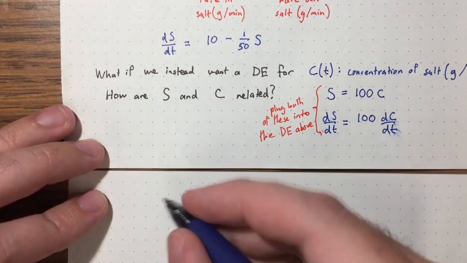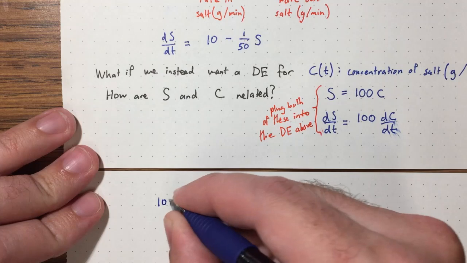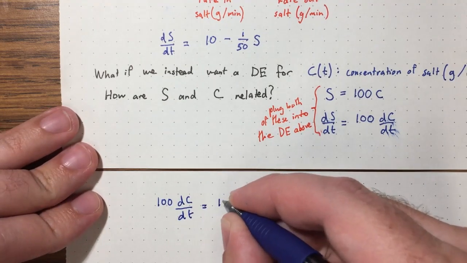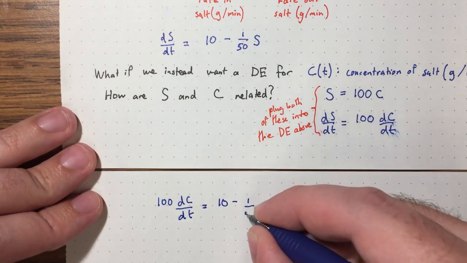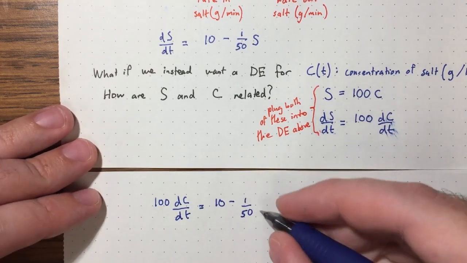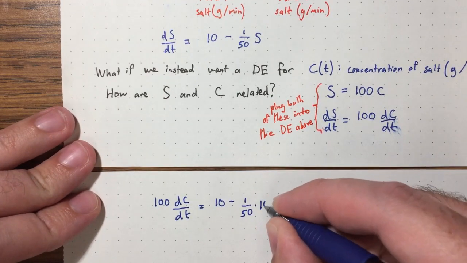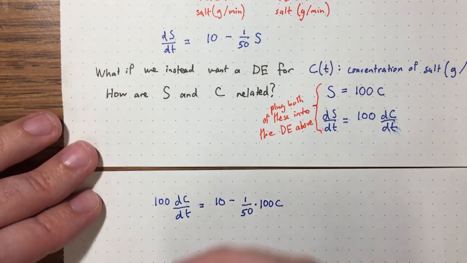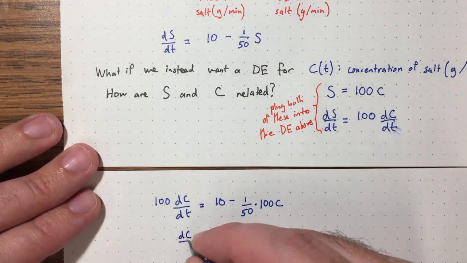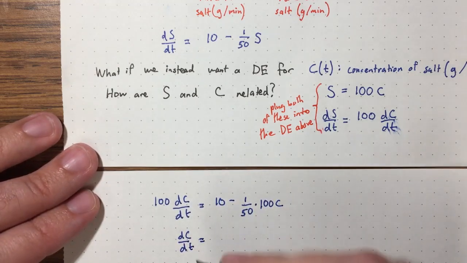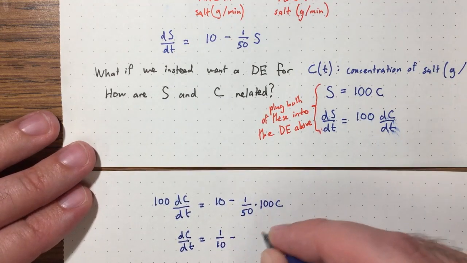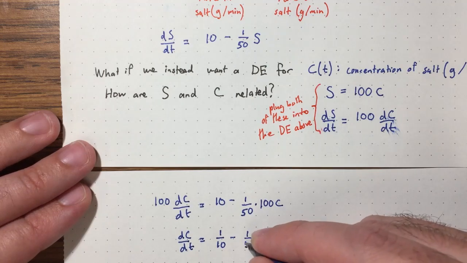Here's our differential equation. So ds dt is 100 dc dt. And then we already have 10 minus 1/50th times s. But what is s? We want to change the s to c also. So s is 100c. And now let's just multiply both sides by 1 over 100, so we just get dc dt by itself. And we have 1/10 minus 1/50 c.